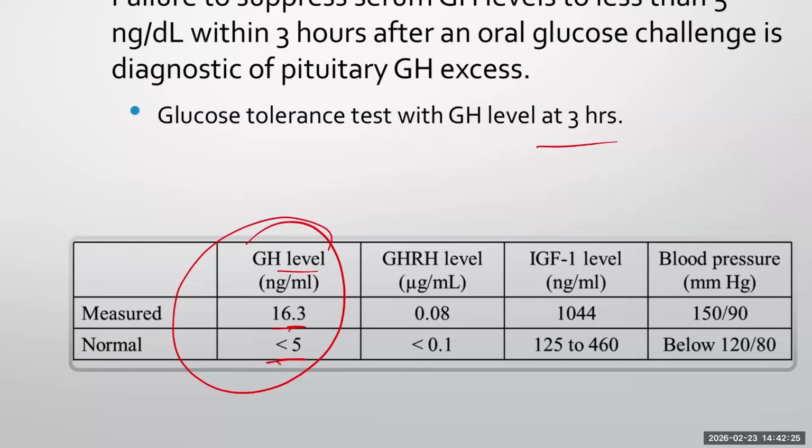Growth hormone releasing hormone. Is the measured value with these patients lower or is it higher than normal? This is what they're measuring, 0.08, and the normal is 0.1. So are they lower? They're lower. Why does that make sense? That growth hormone releasing hormone will be low.